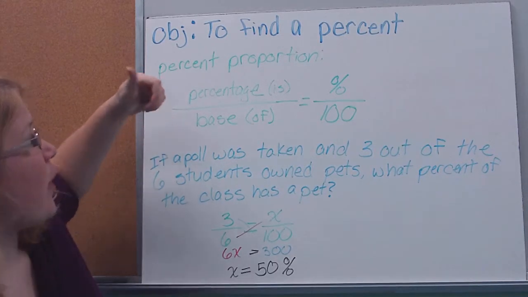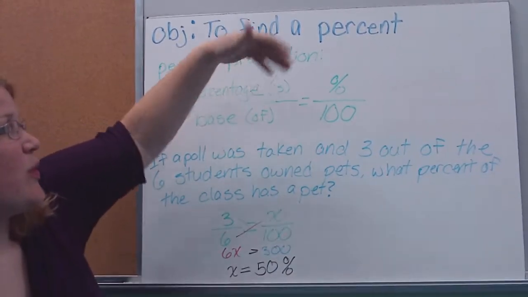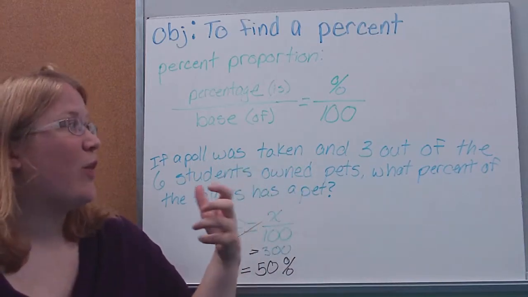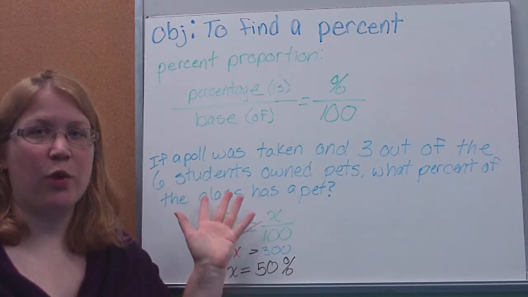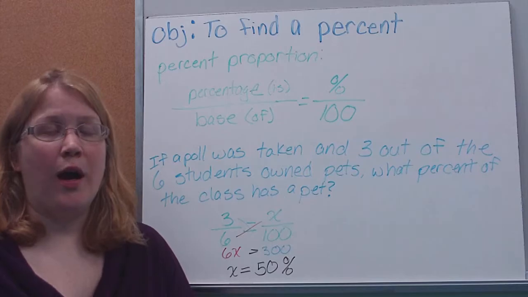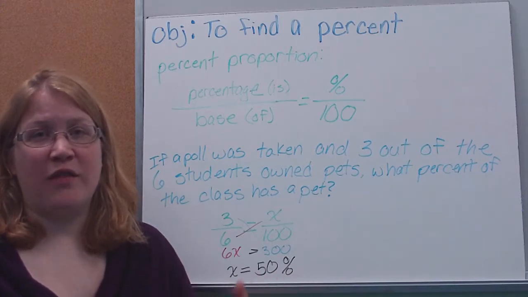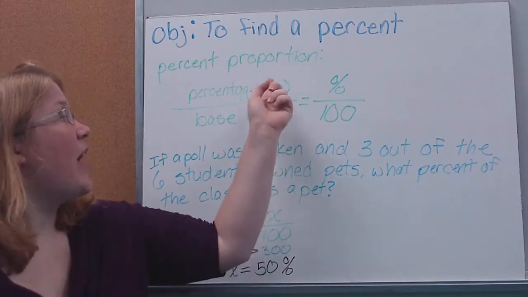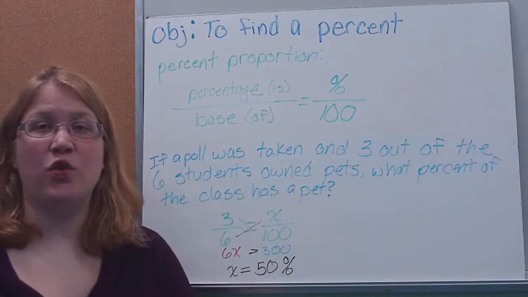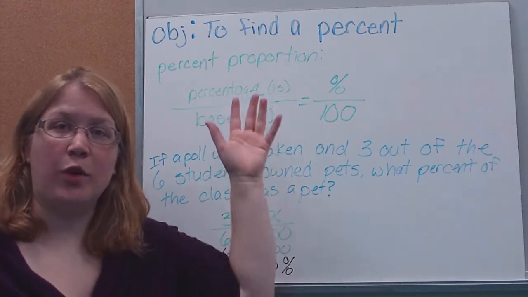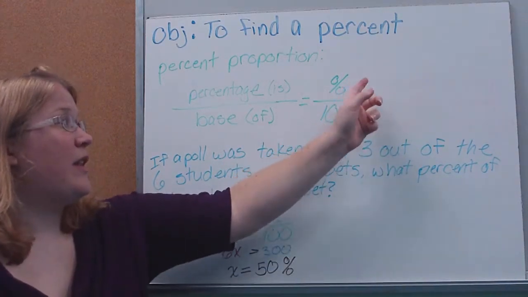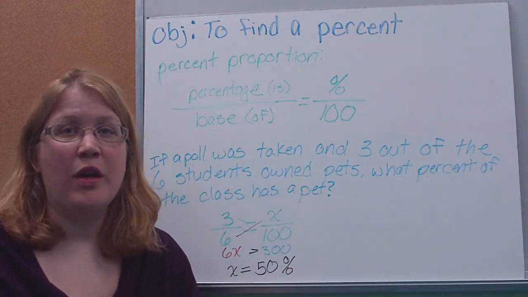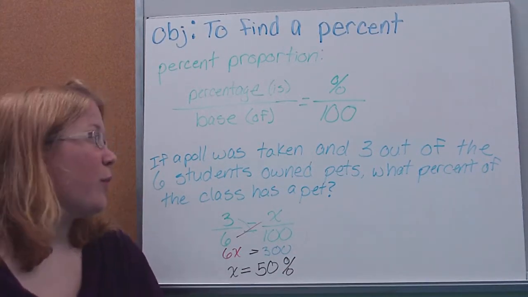It's our percentage over our base. And the other day I told you "is over of" is a good way to remember which number goes where. A lot of these questions just say 10 is what percent of 100. You'll see a number next to "is" and a number next to "of," and that helps give you a clue as to where they go in your proportion. And then it's equal to the percent over 100, because we always write percents over 100 when we're writing them out in their fractional form.